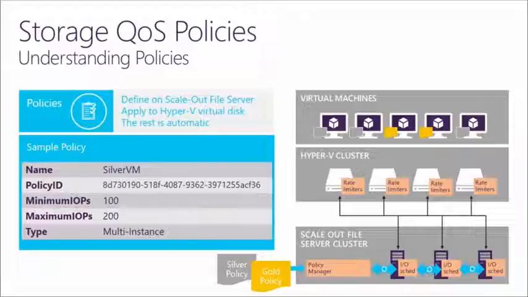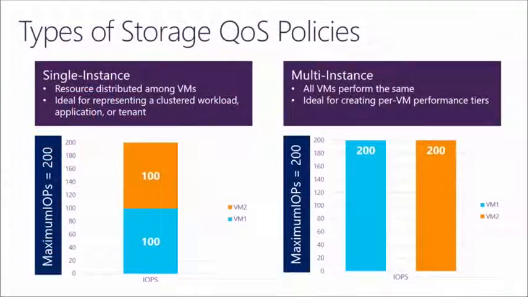This policy is of type multi-instance. And if we look through a graphic of what that means, a multi-instance policy is basically saying, okay, your maximum IOPS in this case is 200. It's a multi-instance policy, so all VMs that have this policy will get 200 IOPS. This tricked me up when I first started looking at this. It's almost counterintuitive. Single instance means the opposite of what you might think it would mean. You would think multi-instance is a shared policy across multiple VMs. It's actually not. Multi-instance means the policy is replicated for every single VM.